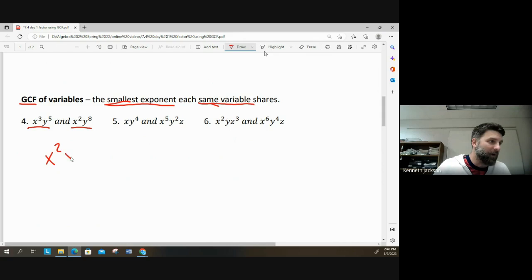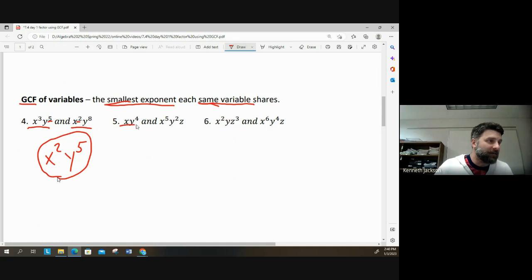Now, they both have a y in them: y to the fifth, y to the eighth. I'm looking for the smallest exponent that each same variable shares. So that would be y to the fifth. X squared, y to the fifth would be the GCF. They both share an x, and x squared is the smallest exponent. They both share a y, and y to the fifth is the smallest exponent.